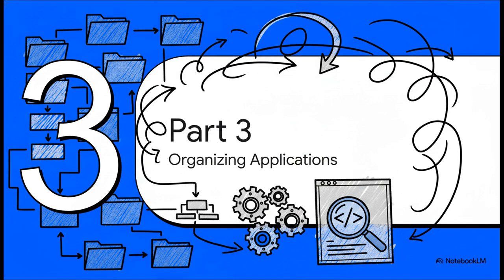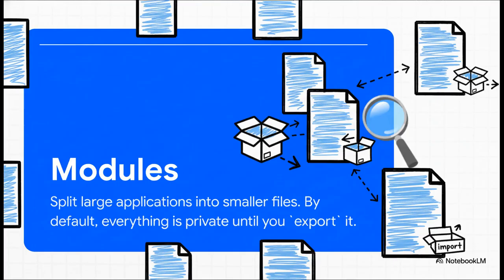So we've looked at types and functions. Now let's zoom out a bit and talk about how we actually structure big applications to keep our code from turning into a total mess. The main way we do this today is with modules. Just think of each file as its own little self-contained world. By default, everything you write in a file is private to that file. If you want something like a function or a variable to be usable in another file, you have to explicitly export it. Then in the other file, you just import it.